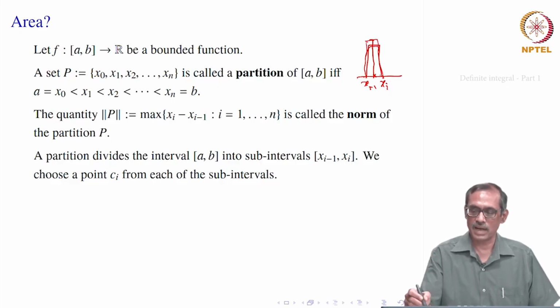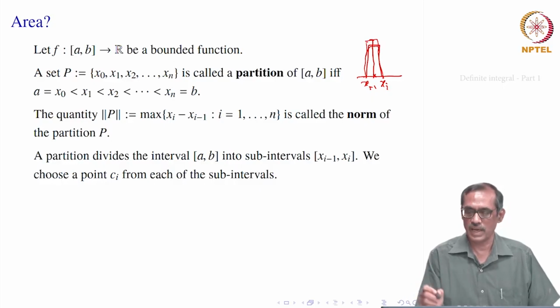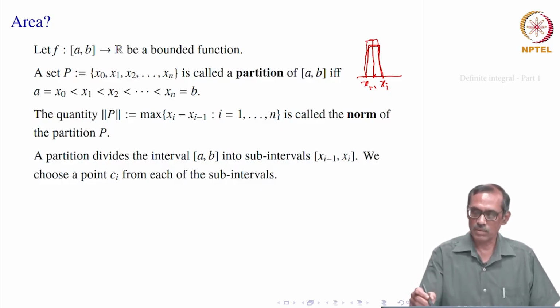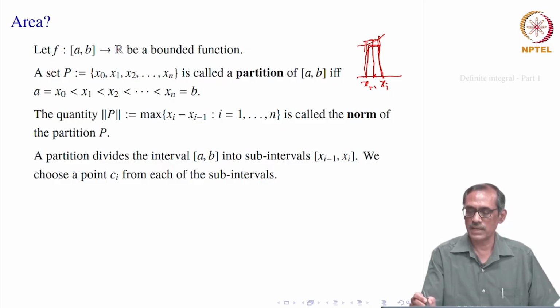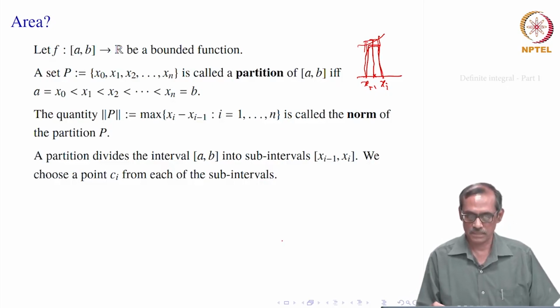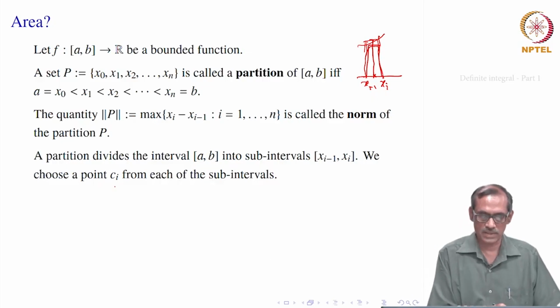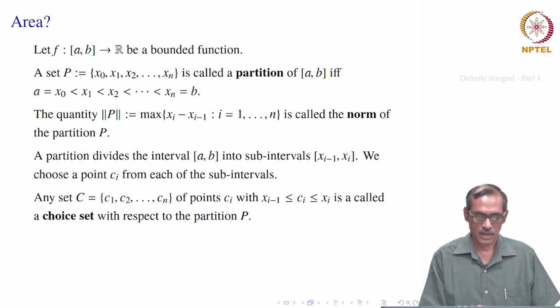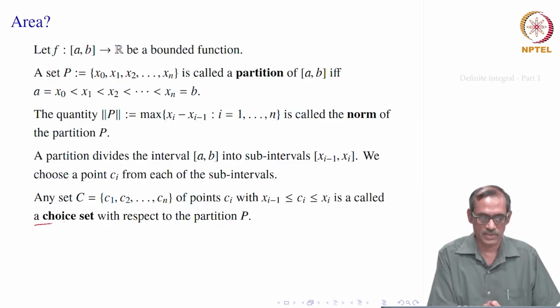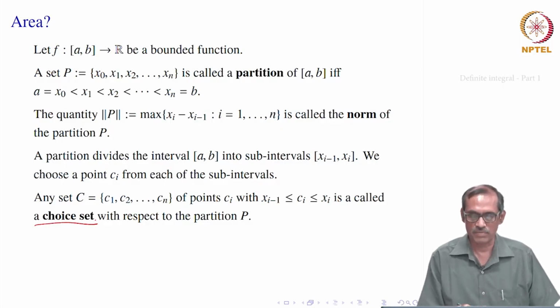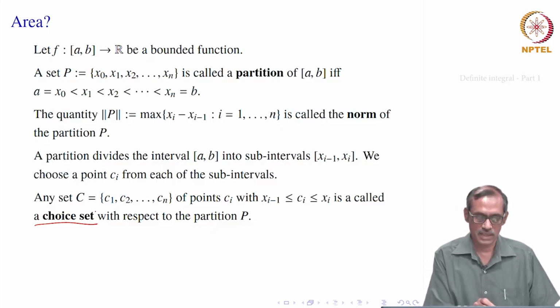By choosing this Ci between x(i-1) and xi, that rectangle somehow approximates the area under the curve f of t limited to this subinterval. That is why we choose a point Ci from each of the subintervals. Now, the set of all these Ci's we will give a name, we will call it a choice set. It is non-standard, but it will be very helpful to fix the notion.